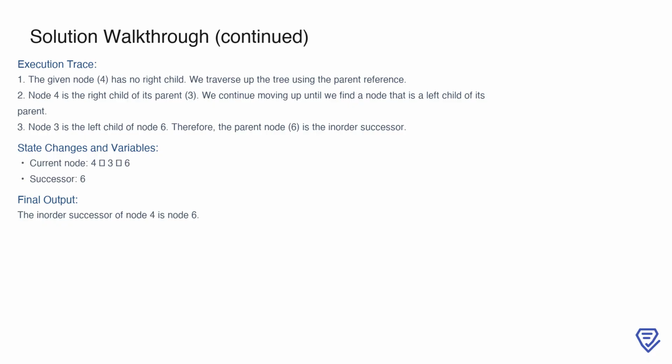In such cases, we must continue going up the tree until we encounter a node that is the left child of its parent. From node 4, we move to node 3, and here we see that node 3 is the left child of node 6. This makes node 6 the Inorder successor of node 4. The state changes reflect this traversal. The current node moves from 4 to 3, and finally to 6. As a result, the successor is identified as node 6. Therefore, the final output is that the Inorder successor of node 4 is node 6.